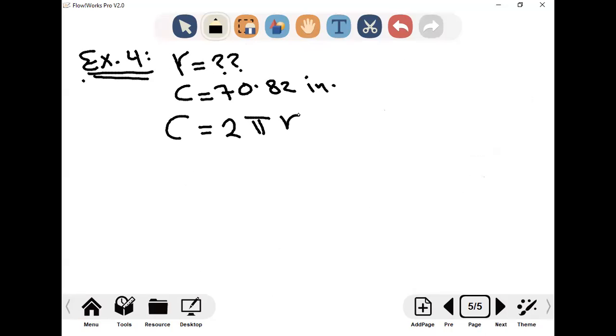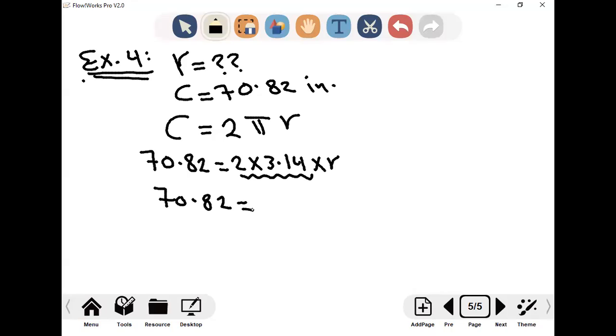Now replace C given. See how much C? Under the C, I will write its value: 70.82 equal. The 2 we know, right? The pi we know. Yes. Multiply 3.14. The radius we don't know. Multiply the radius. Comes down. Done? Now I will simplify just one step before I divide. I will multiply 2 by these two numbers.